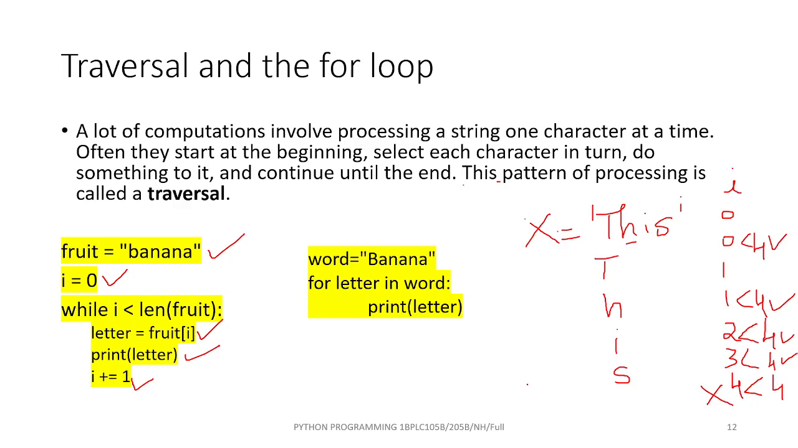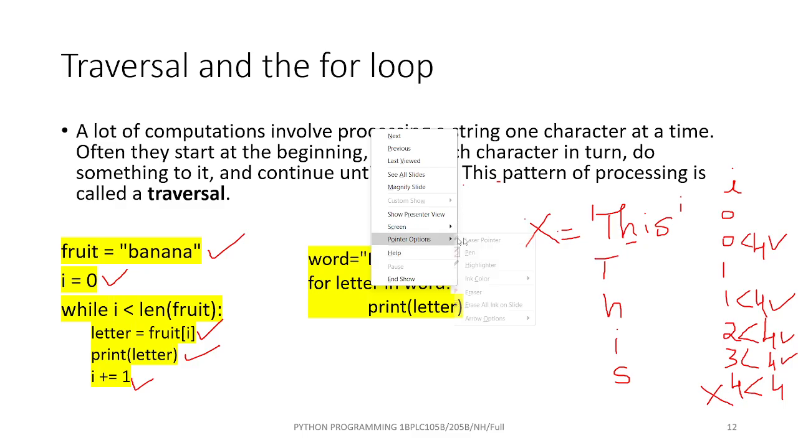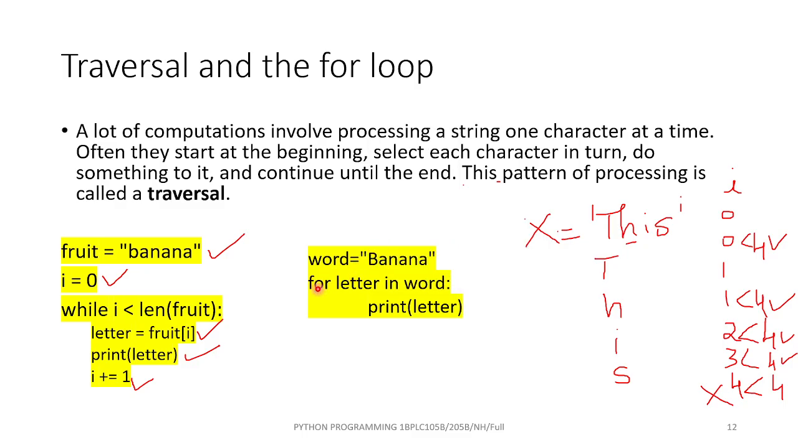Same thing you can try using a for loop also. Here the keyword for is used, and the variable letter is used to store each and every character after accessing it in that word banana. Print letter. Initially the letter value will be the 0th character, that is B. Next A, next N. Like that it repeats till the last. So you can traverse a string using a while loop or a for loop.